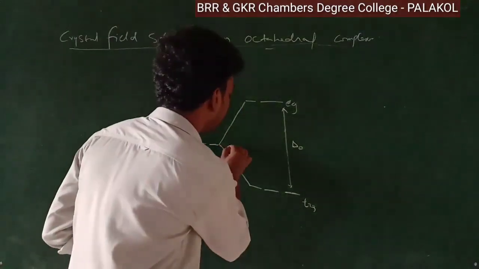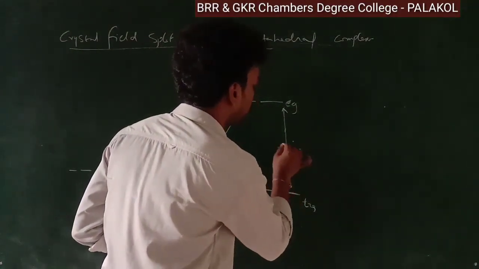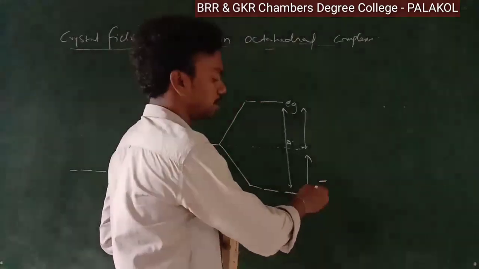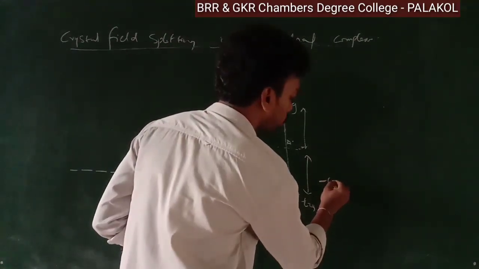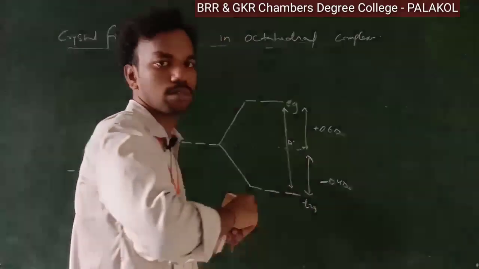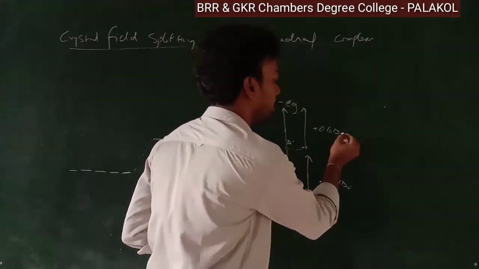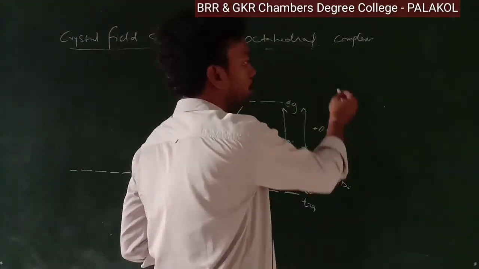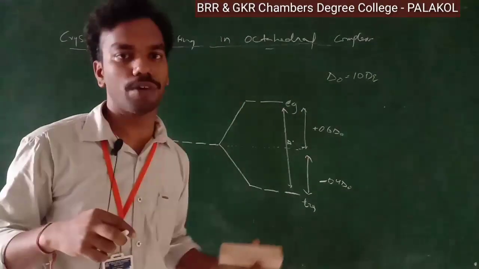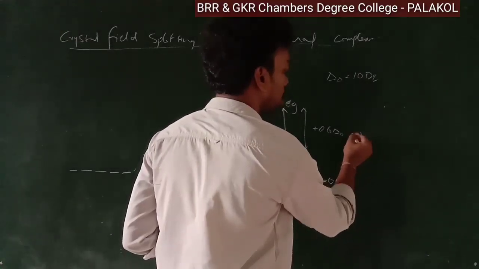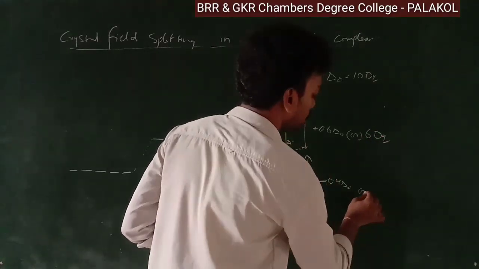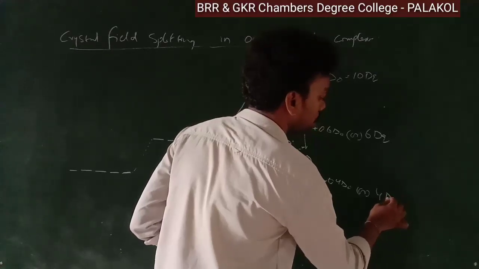Now this is the energy barycenter, the origin. Lower energy we take as negative, and you have 3 orbitals. That means this is minus 0.4 delta O, and this is plus 0.6 delta O. Or one more unit you have: delta O is equal to 10 Dq. Dq is also a unit for energy. So 0.6 delta O or 6 Dq, or 4 Dq.